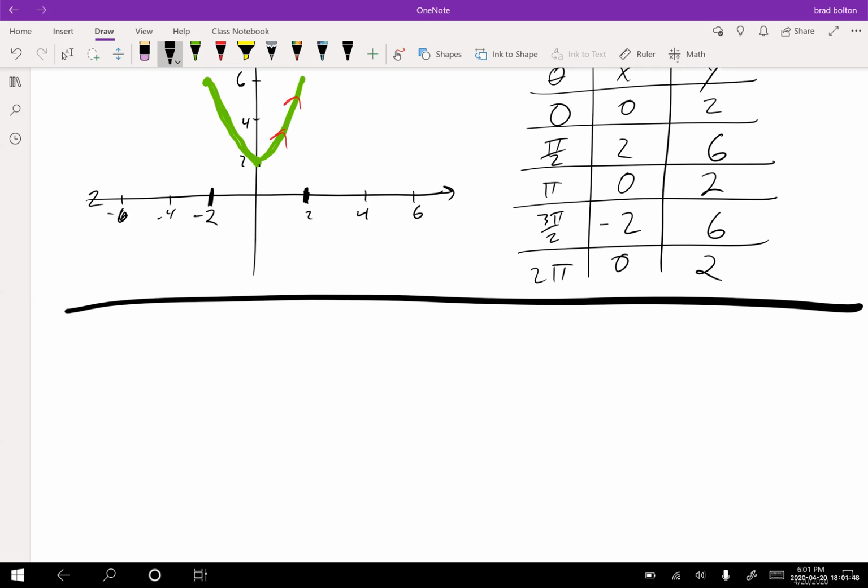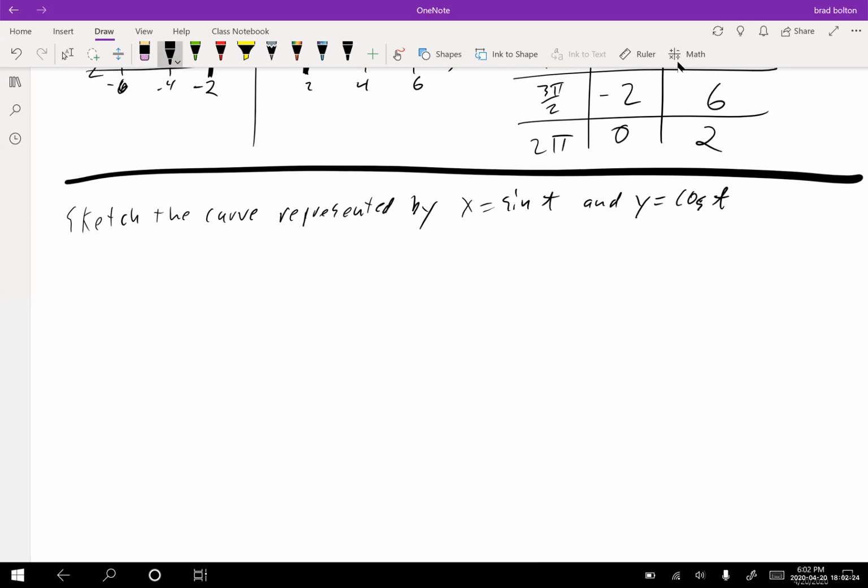Okay, so now I'd like to take a look at another graph. I'd like you guys to sketch the curve represented by x equals sine t and y equals cosine t. And I'd like you to also write this equation in rectangular form as well.